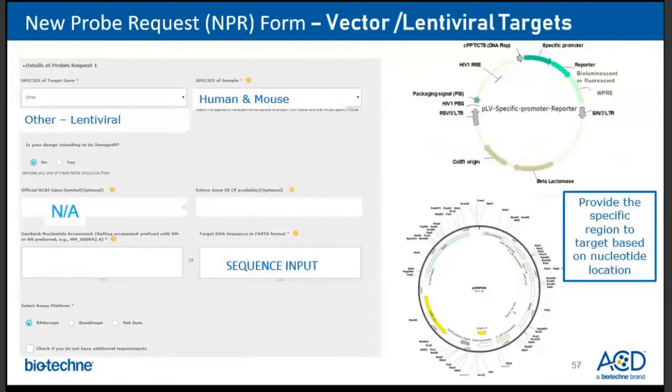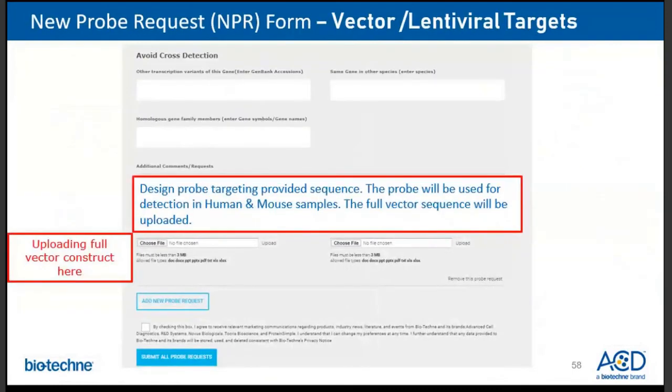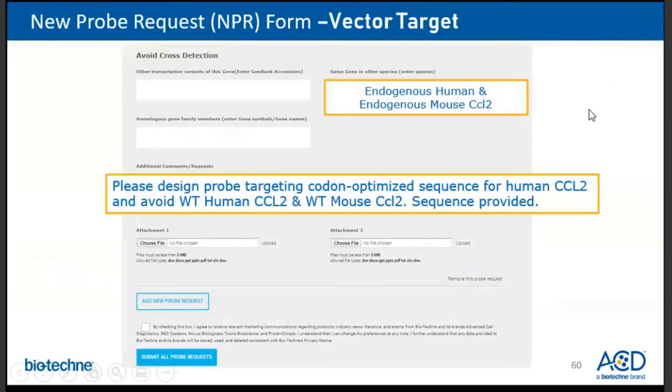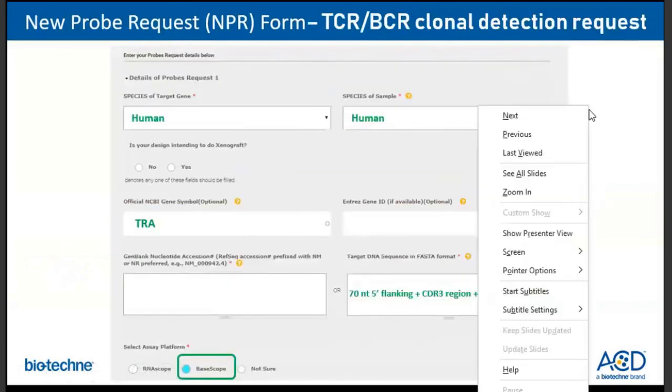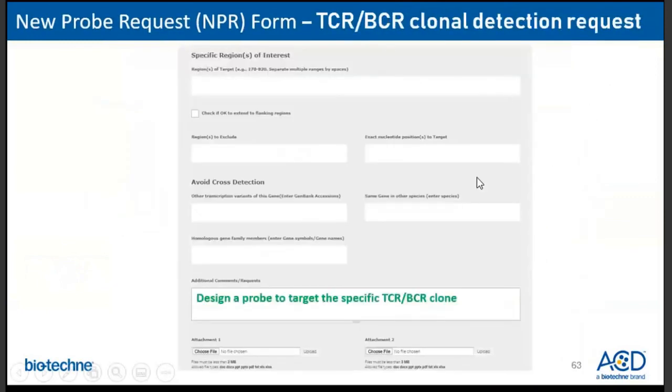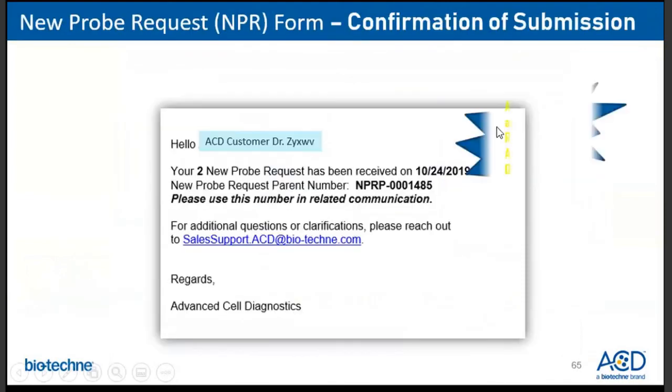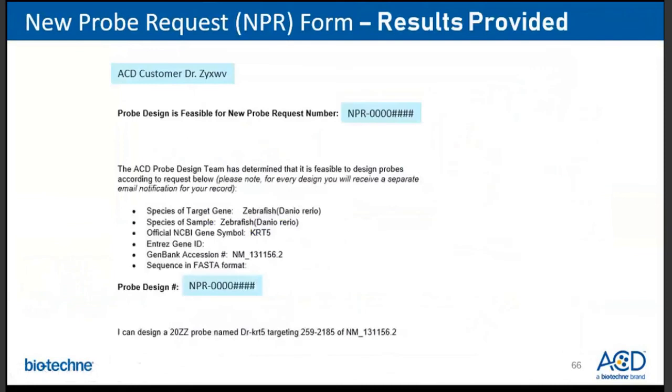So the next options are vector and lentiviral targets. Those are also targets that you can target with our probes, and we can provide probes for them. If you're interested in targeting a lentiviral or vector construct, please let us know. You can submit those as well. Next is codon optimized targets. These can be targeting synthetic sequences as well. And then the TCR-BCR clonal process. These can be targeted as well.